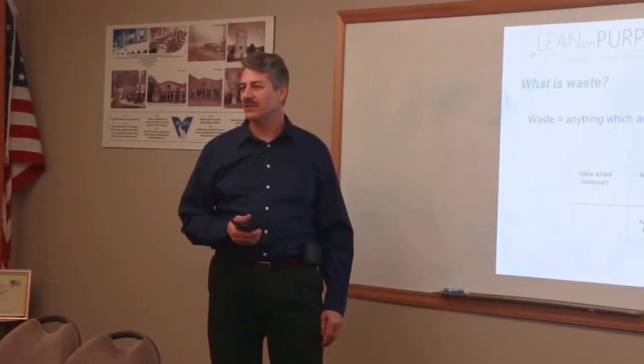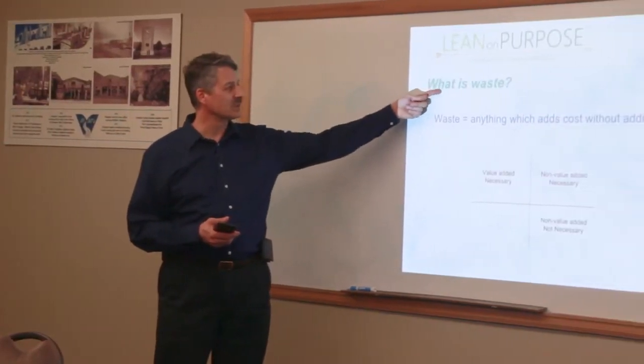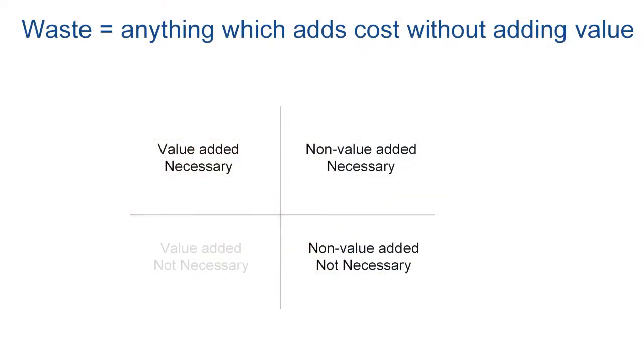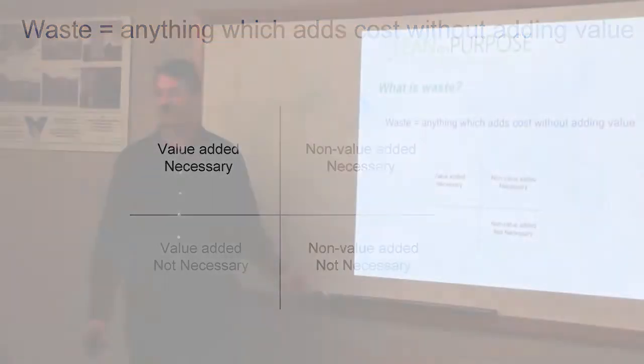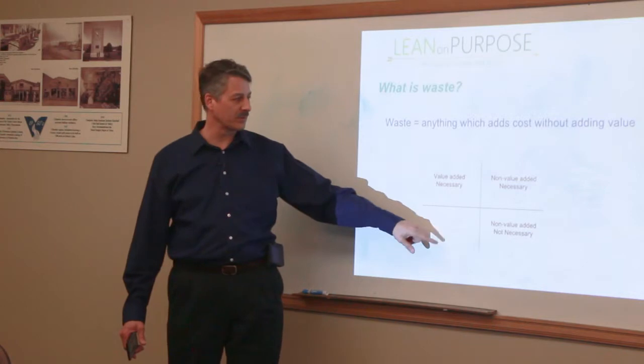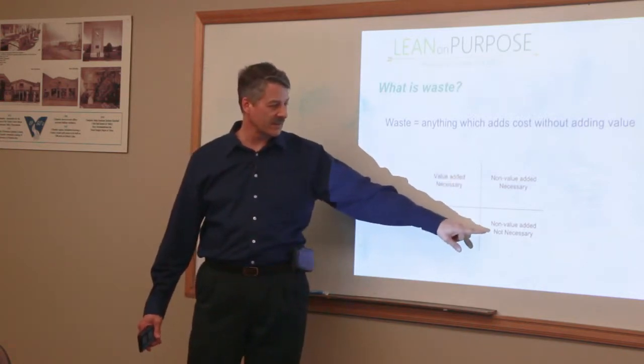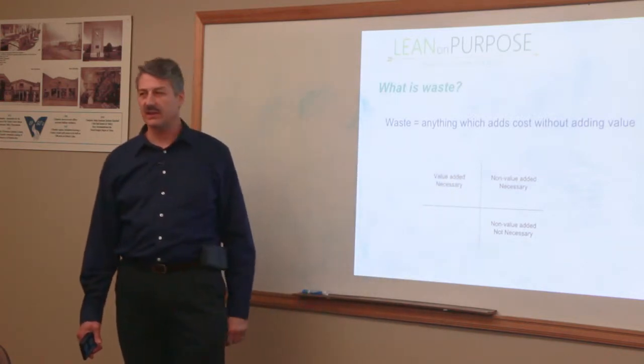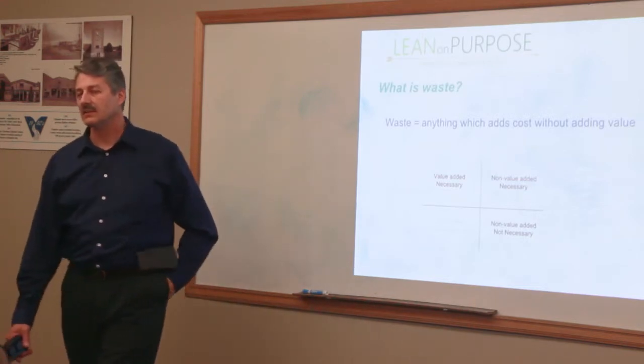The opposite of value in the lean world is waste. You could think of waste as anything that adds cost without adding value. There are things that are value added and they're necessary. There are things that are value added and they're not necessary, but I kind of grayed that out because they're like opposites of each other, but I'll explain this a little bit more in a minute. And then there's non-value added necessary and non-value added not necessary.